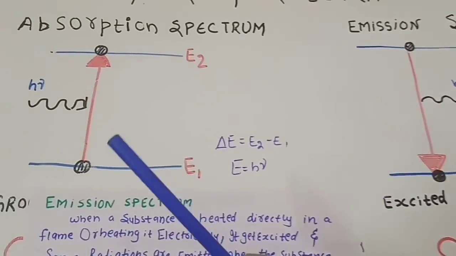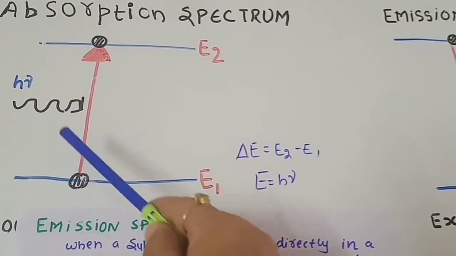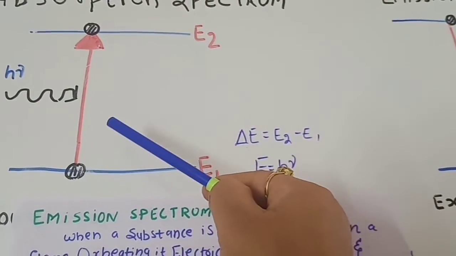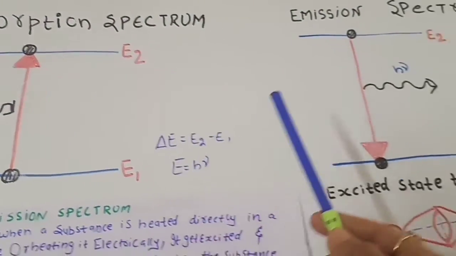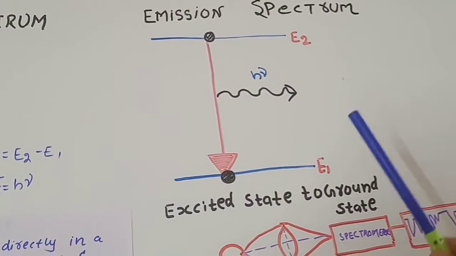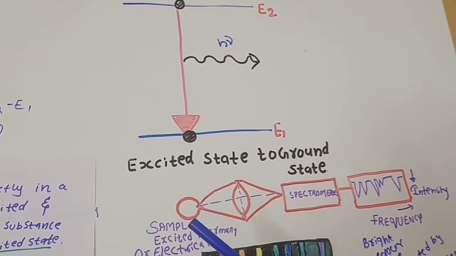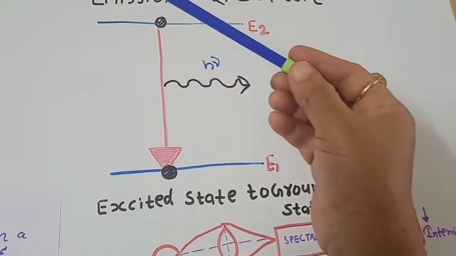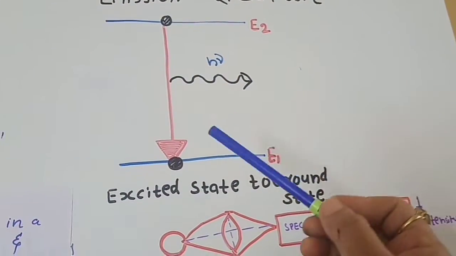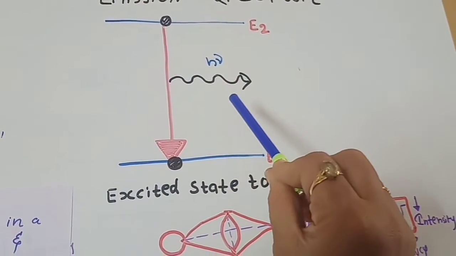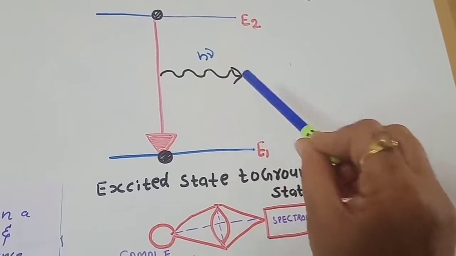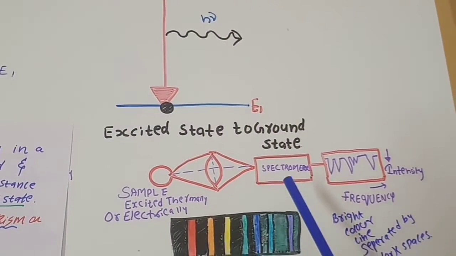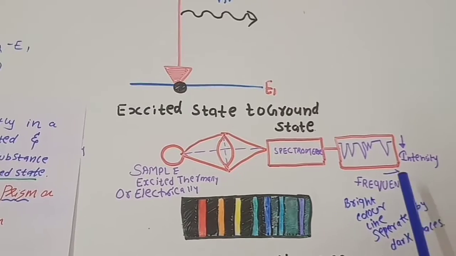The main difference between the absorption spectrum and emission spectrum is that in absorption spectrum, we were studying the radiations absorbed by our sample, so we were getting the absorption spectrum. Whereas in the emission spectrum, students, our sample will get excited thermally or electrically, and when it comes back to the ground state we will study which type of radiations it emits. That is studied with the help of our spectrometer, and the spectrum is known as emission spectrum.